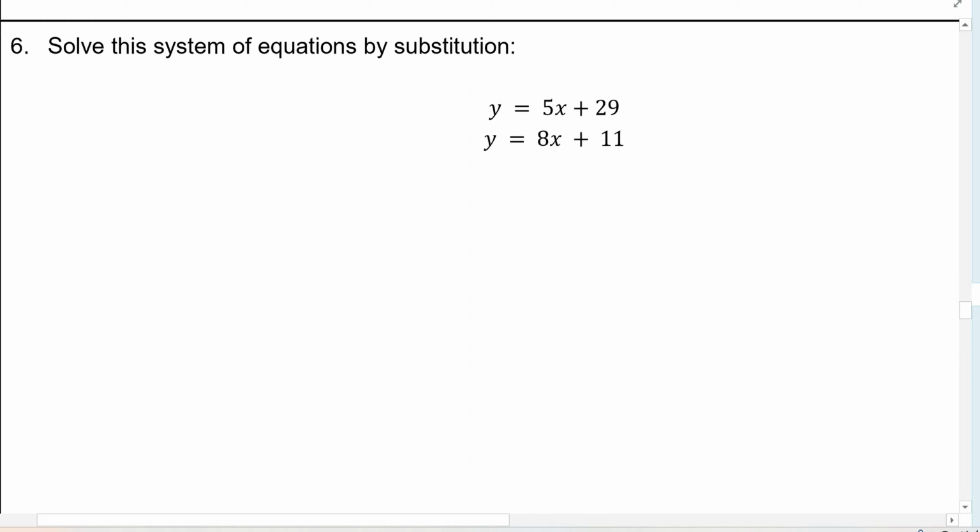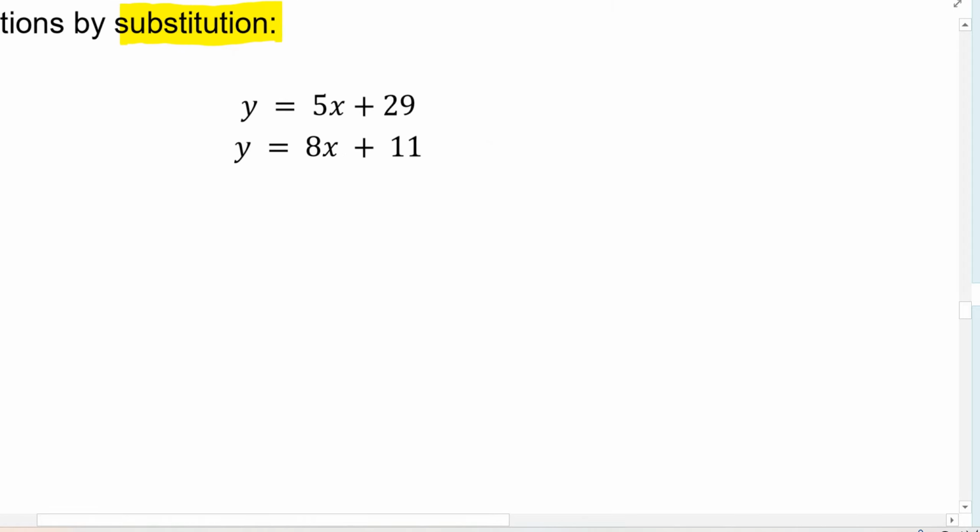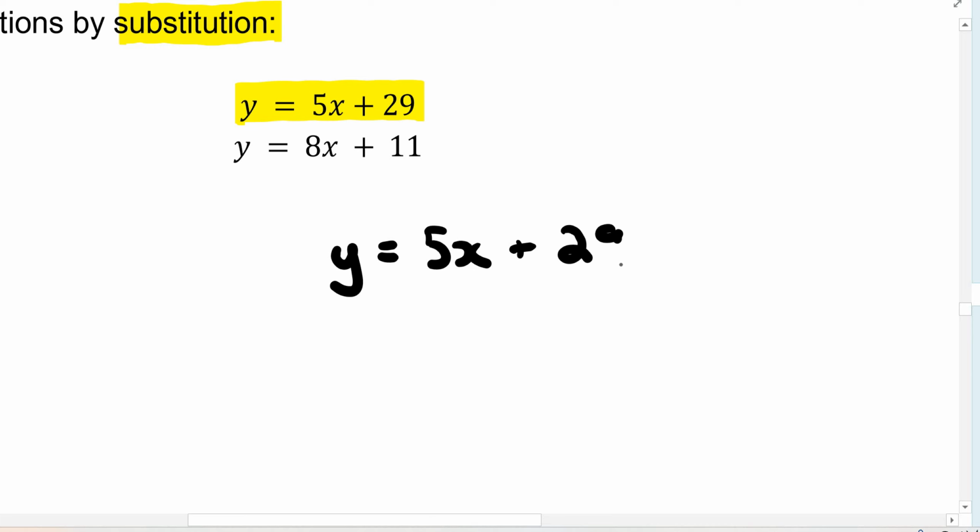So I need to solve this system of equations by substitution, right? So in this spiral, we want to make sure you're good with the substitution steps. Okay, so I'm going to recopy this line right here, just right below. So y equals 5x plus 29. So the slope is 5 and the y-intercept is 29. Now I'm going to highlight this y right there. We're going to substitute this y with something else.